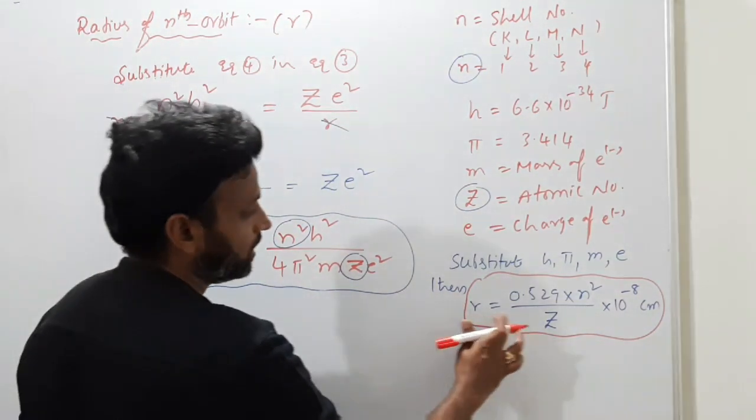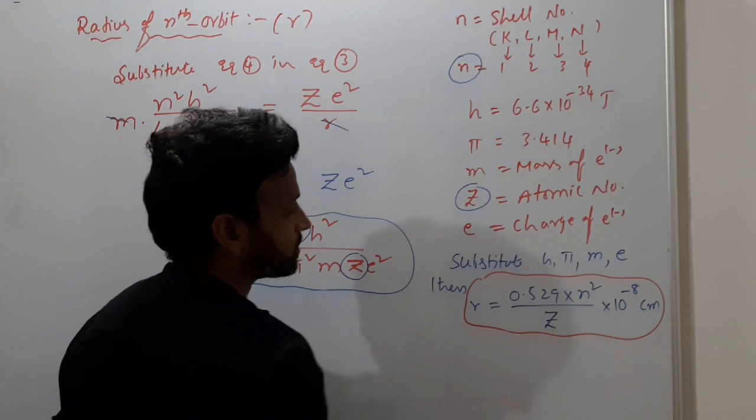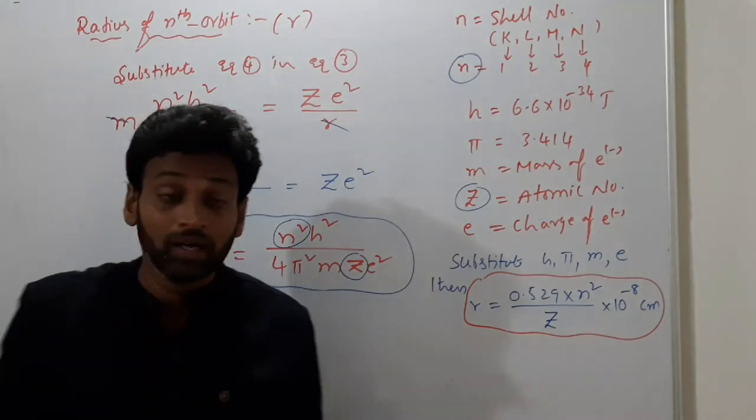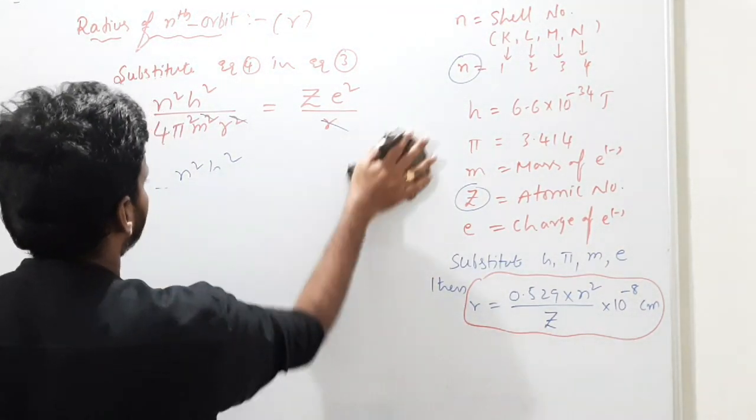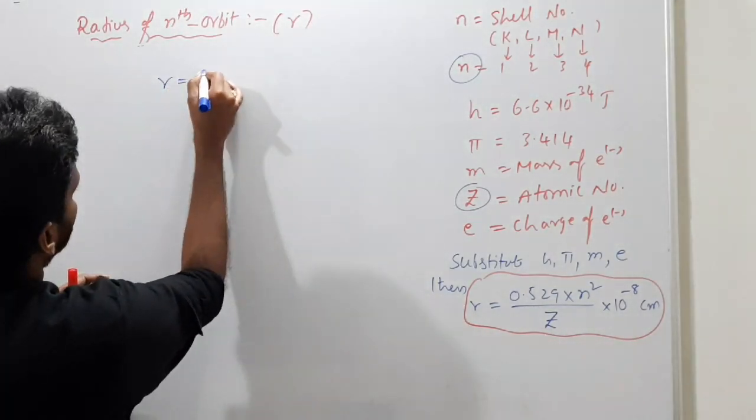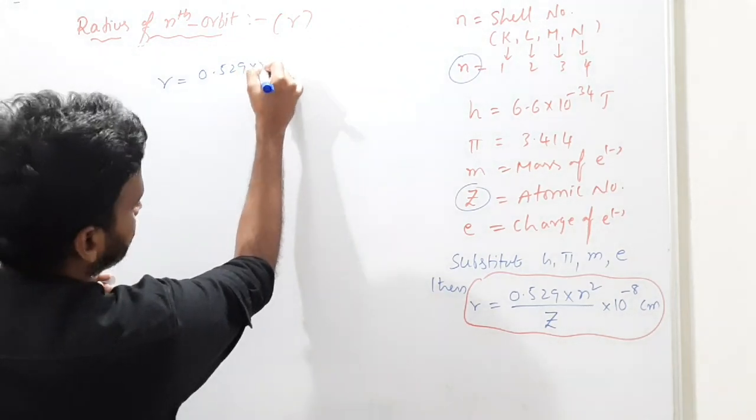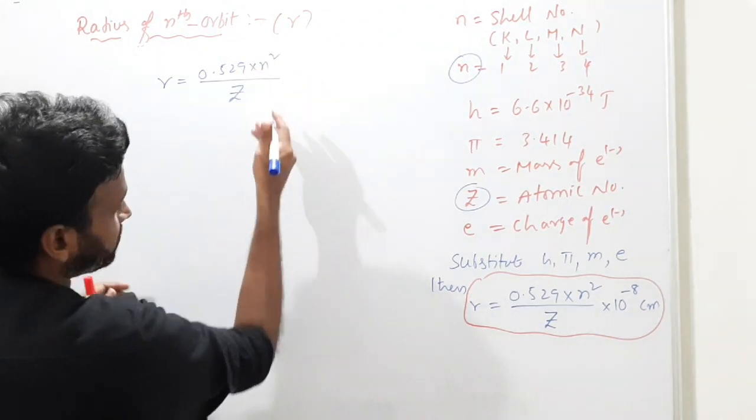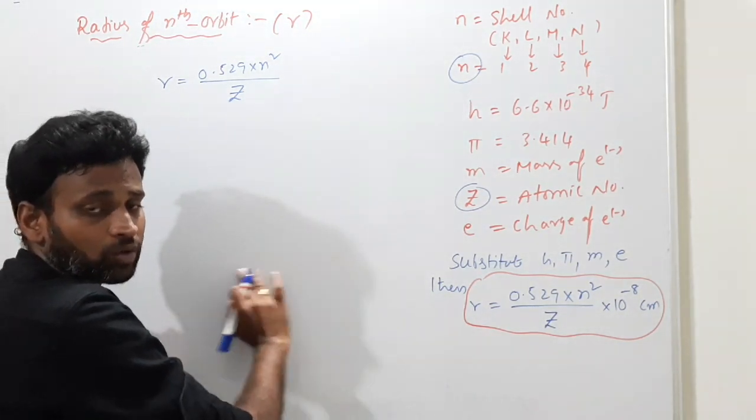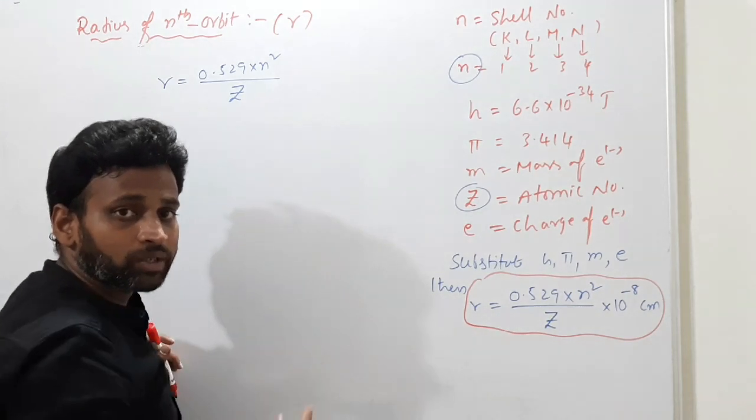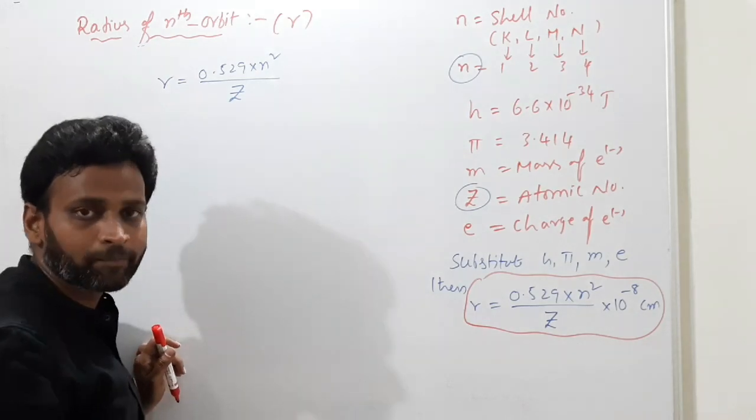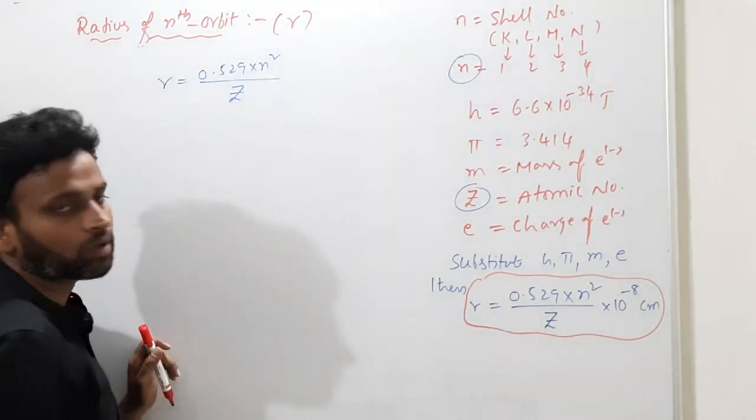What is the radius formula? 0.529 into n square by Z into 10 power minus 8 centimeter. Understood? Simplified formulas are these. R is equal to what I said, 0.529 into n square by Z. Because for solving numericals, we cannot use the full formula. Radius is equal to n square h square by 4 pi square m Z e square, and when you substitute all those things, to solve that one you will take much more time. So that's why this simplified formula.